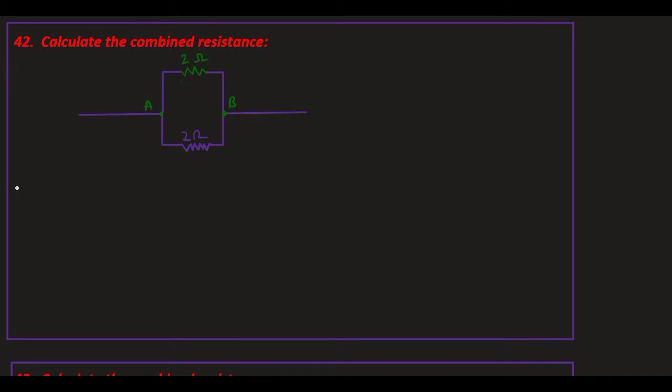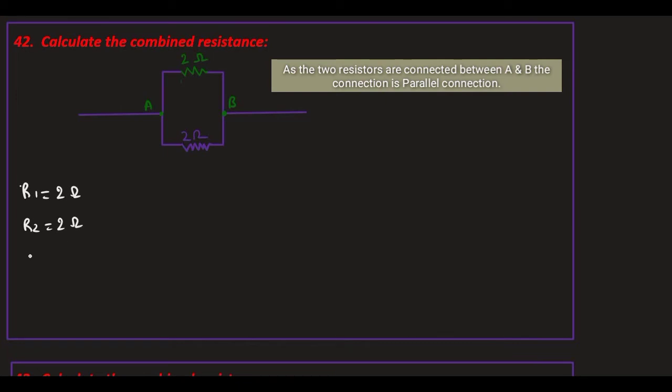Calculate the combined resistance of the given circuit. Here two resistors R1 and R2 are given. R1 is equal to 2 ohm and R2 is equal to 2 ohm. I need to calculate the combined resistance, and they are in parallel. Therefore Rp is equal to question mark, and 1 by Rp is equal to 1 by R1 plus 1 by R2 is the effective resistance in parallel. Substituting the values of R1 and R2, 1 by Rp is 1 by 2 plus 1 by 2.